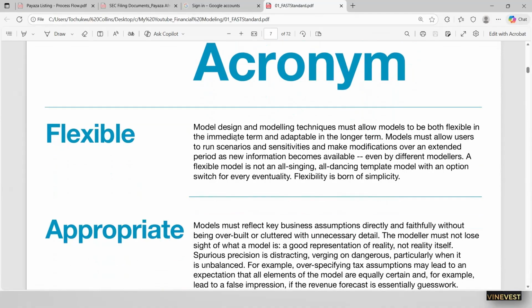F represents flexible, and when we say your financial modeling should be flexible, it means it should be able to accommodate changes, maybe in the now or in the future. Somebody should be able to run scenario analysis, sensitivities, and the rest. At the same time, when we say that your financial model should be flexible, it doesn't mean it should be a one size fits all. It doesn't mean you can take a financial model for a financial institution and use it for oil and gas. It means that it should be flexible for the purpose you are building it.